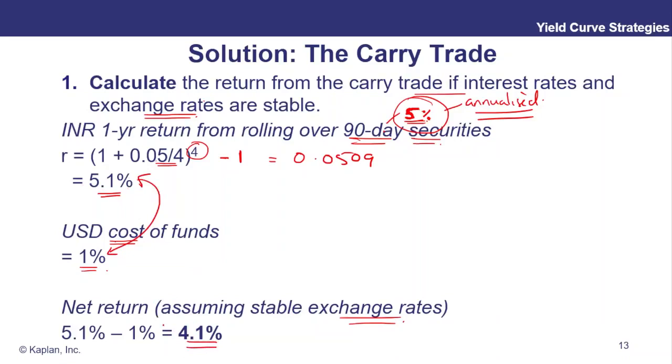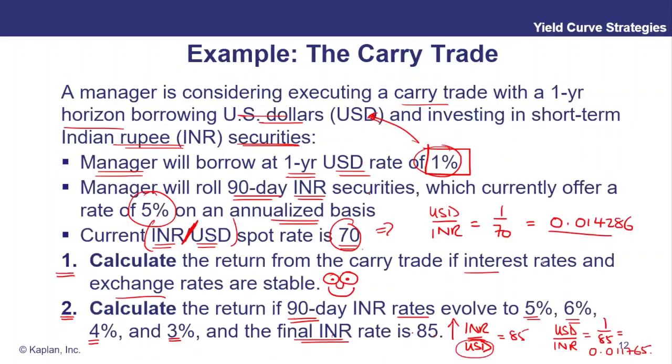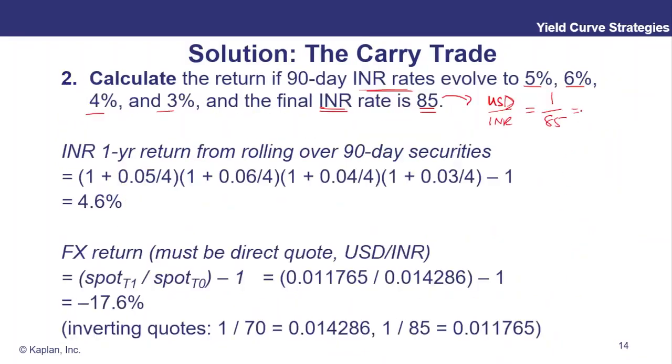Slightly more going on with the second part, where the deposit rate, the rupee rate, evolves to be different for each 90 days, as you'd expect it, and the final rupee rate is 85, which, as we know, we need to flip over, think about how many dollars there are per rupee. So we flip it over, and that's how we got that number earlier. It's a small number, but 0.011765. That's the inverse of 85. That's what we end up with.